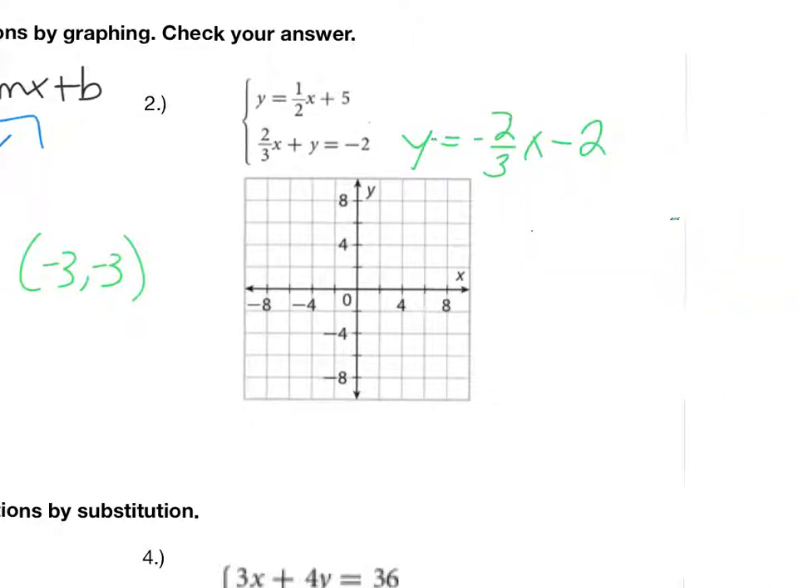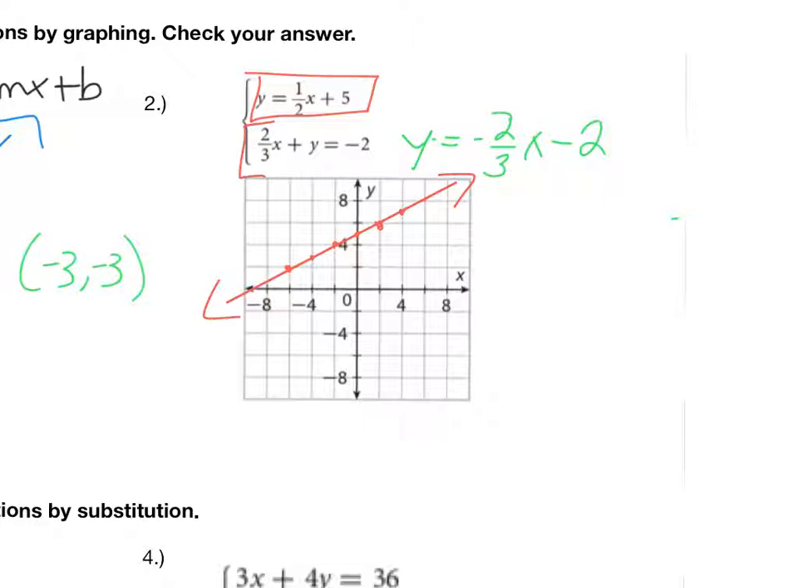So if I go ahead and do this top one first, it's y equals 1/2 x plus 5. My y-intercept would be 5, which would be right here. And it looks like it's a slope of 1/2. So I rise 1, go to the right 2, rise 1, go to the right 2. And that would be that. And you can go the other way as well. And remember, you want as many points as you can get for this in order to make it as accurate as possible.